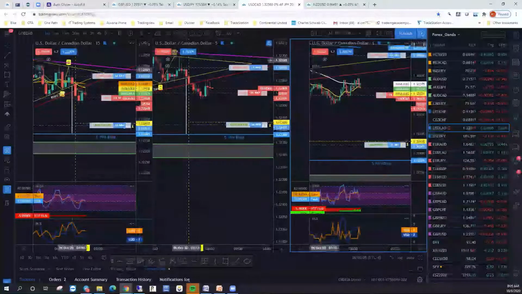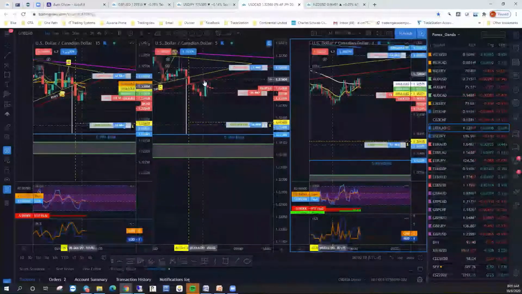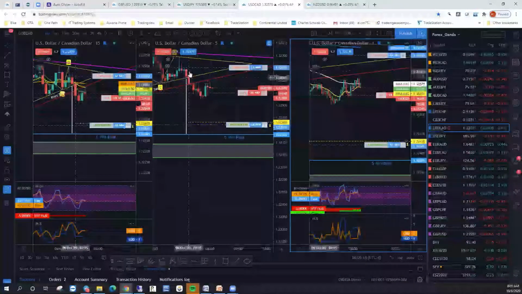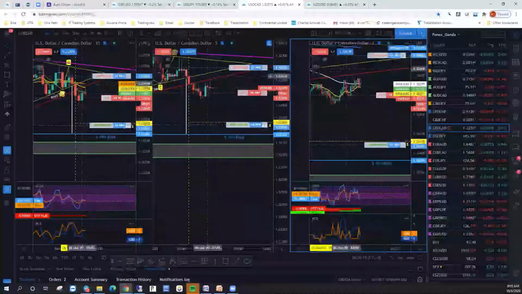Right now it looks like it broke the wedge. Now we're going to start drawing these two pip zone areas after the bottom of the wedge. So it came in, a 5-minute close below. It broke out. I never saw it till it was down here. I saw it come back to retest the zone.